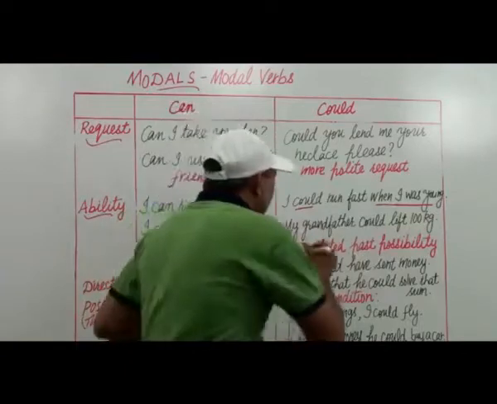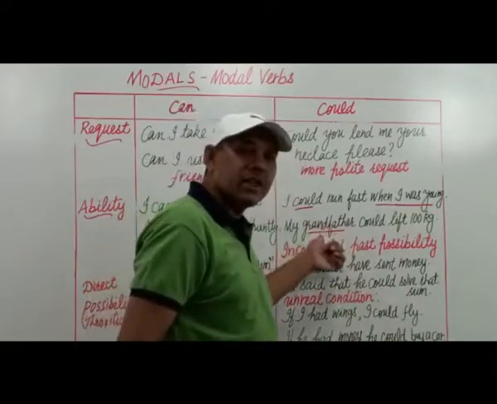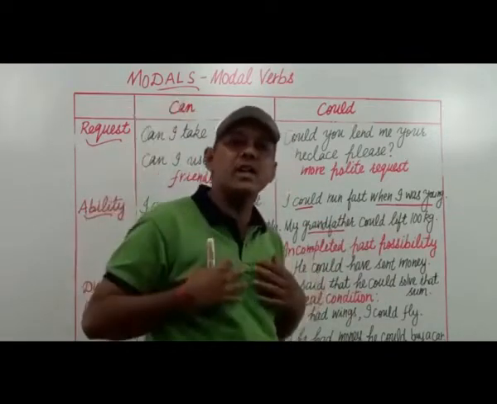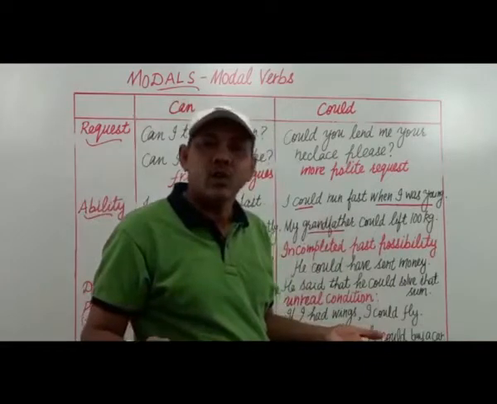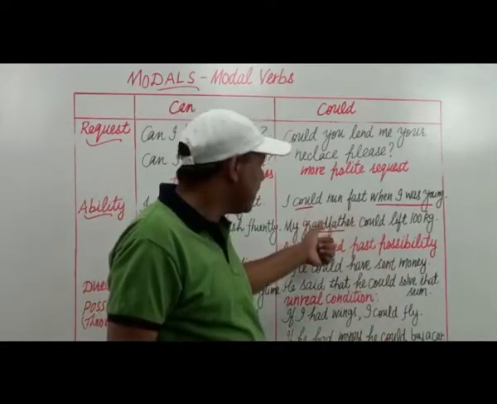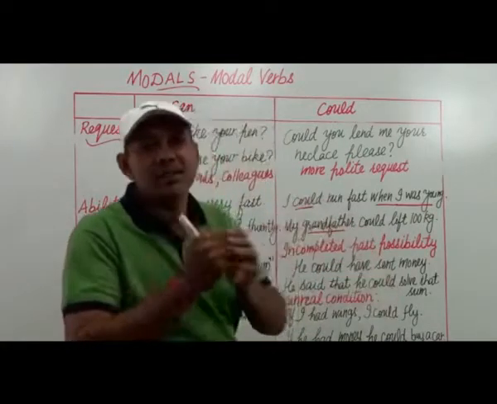My grandfather. Now the clue comes from this subject itself. My grandfather. I am 40 years old, and I say my grandfather, it means he is about 80 or 90 years old. He is an old person, an old man. It means here the ability mentioned is the ability of the past.